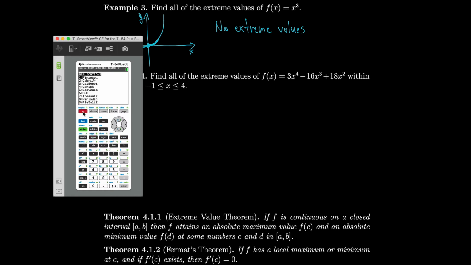3x to the fourth minus 16x cubed plus 18x squared. We want our window to be from -1 to 4 for x. So we'll graph it now. Okay, pretty cool. It looks like there's something going on there going down though, and it gets cut off.